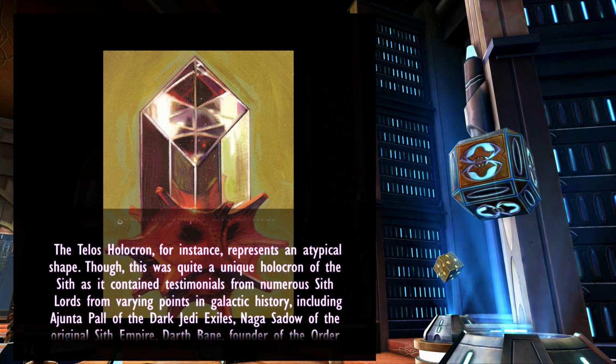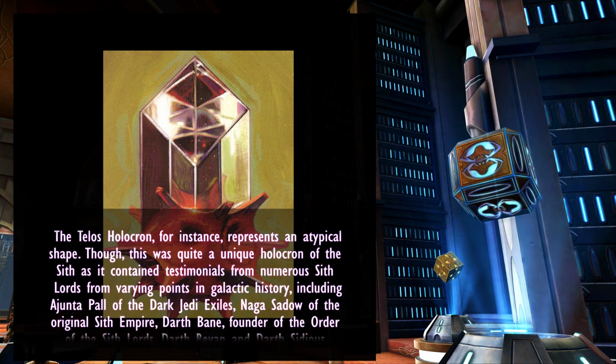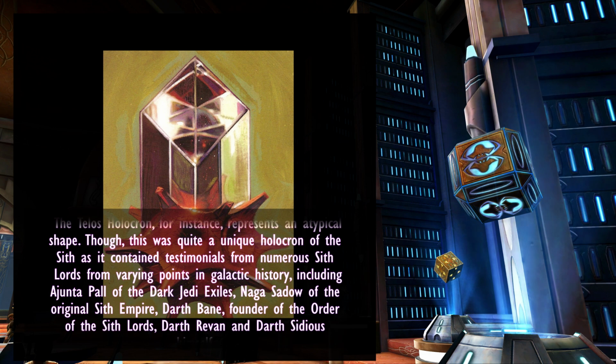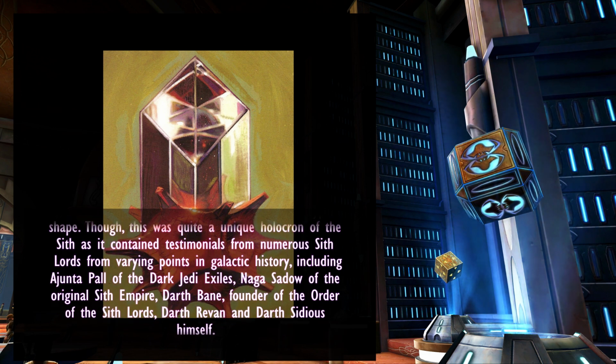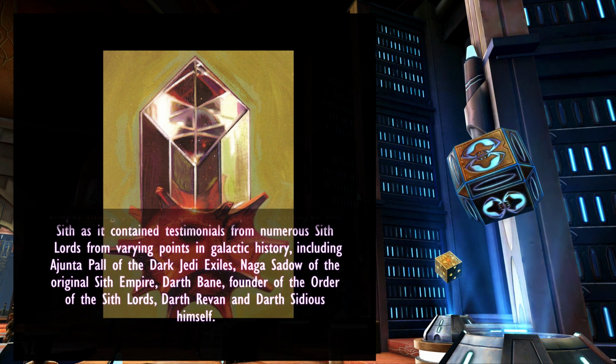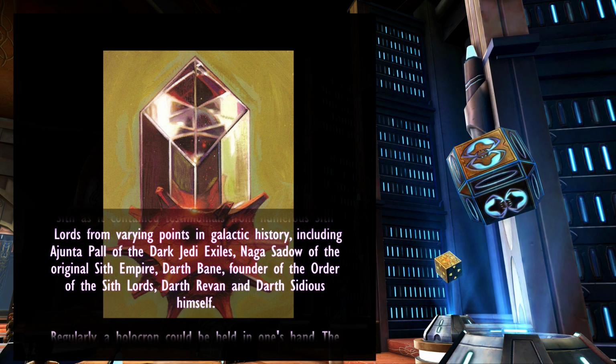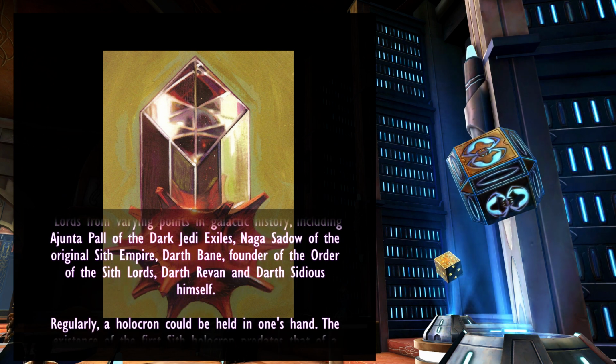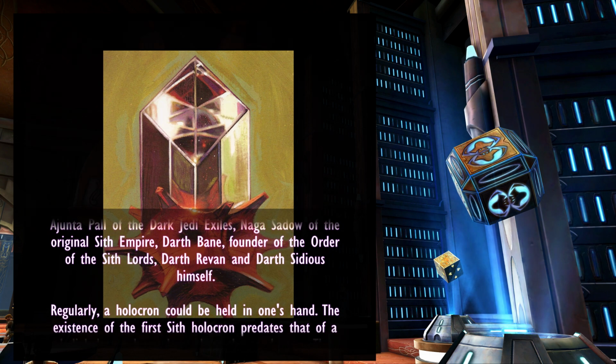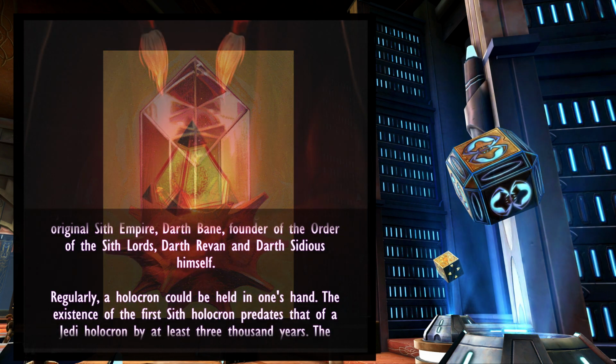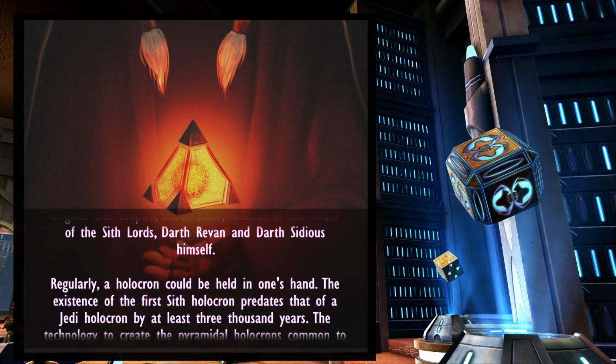as it contained testimonials from numerous Sith Lords from varying points in galactic history, including Ajanta Paul of the Dark Jedi Exiles, Naga Sado of the original Sith Empire, Darth Bane, founder of the Order of the Sith Lords, Darth Revan, and Darth Sidious himself. Regularly, a holocron could be held in one's hand.